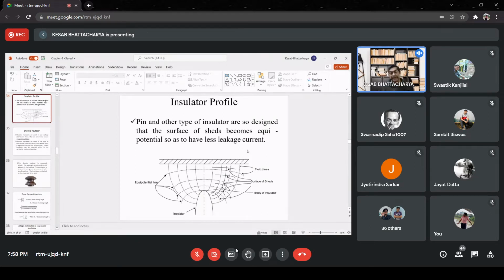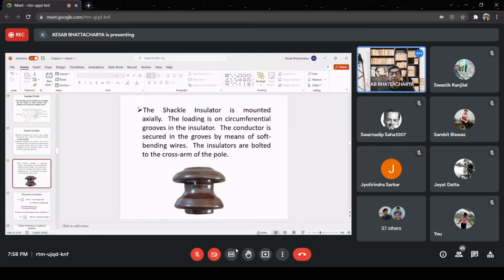Now, insulator profile. Pin and other type of insulators are so designed that the surface of the shades... What do you mean by the shade? For example, if we consider this insulator, this is Sacral type of insulator. The portions which are bulging out are called the shades, rain shades sometimes. And this part, the body of the insulator, the cylindrical portion, is called the stem. Right?